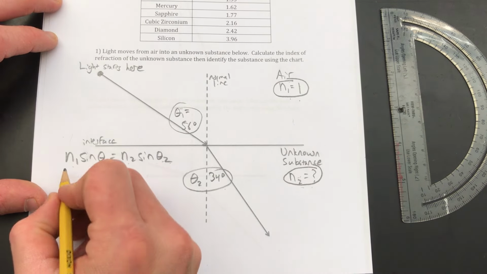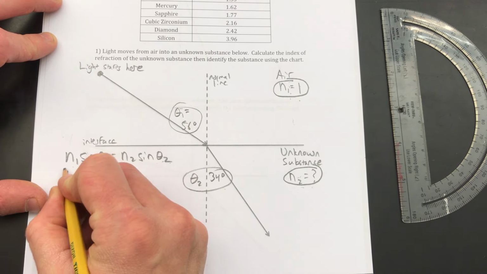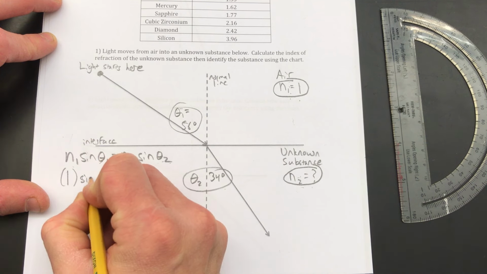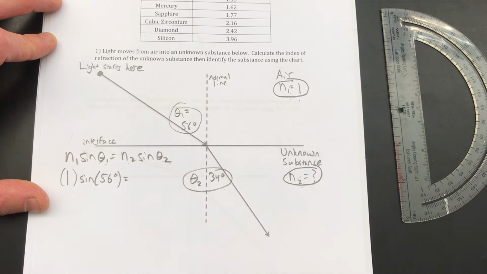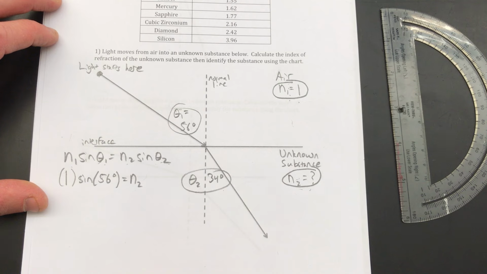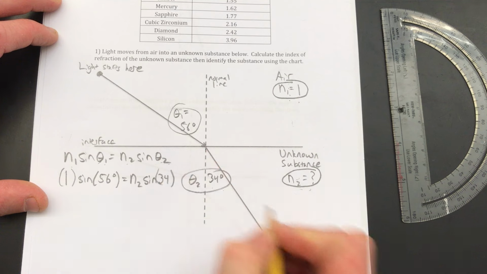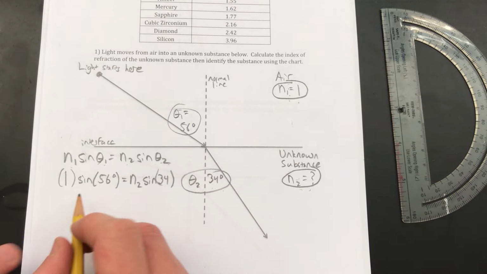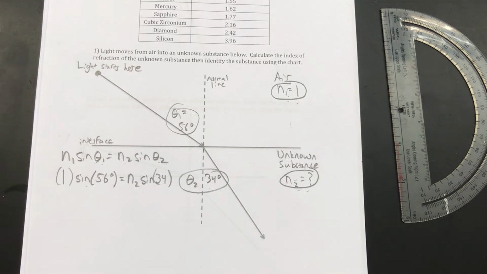Alright, now it's time to plug in. n1 was 1 for air. Sine theta 1, theta 1 was also for air, 56 degrees. And n2 was our unknown, we're looking for that. And then sine theta 2 will be sine of 34 degrees. Now the next step is to find the sine of whatever angle that is on your calculator. So you just want to type in sine of 56 using parentheses on your calculator.